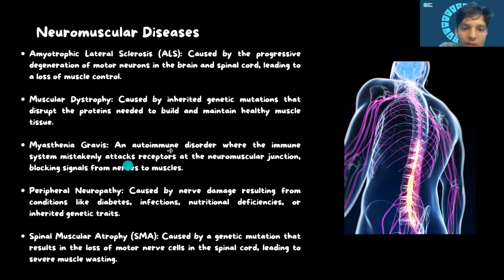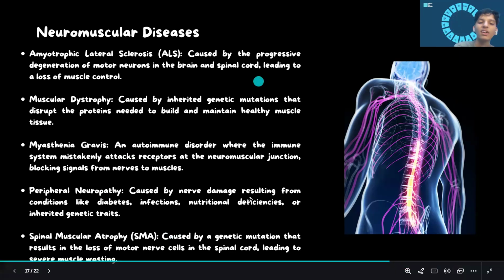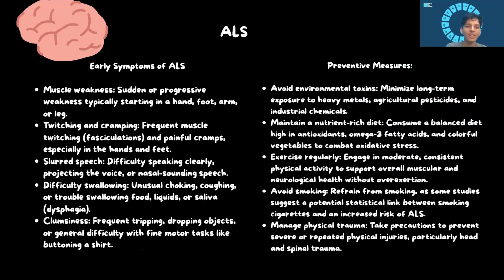Myasthenia gravis is an autoimmune disorder, basically when the immune system attacks your own body and malfunctions. Peripheral neuropathy and spinal muscular atrophy are the other diseases. Okay, so first I'm going to walk you through ALS.